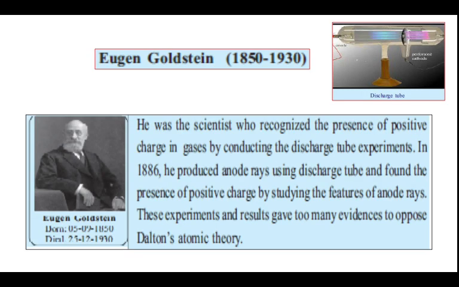Next is Eugen Goldstein. He was a scientist who recognized the presence of positive charge in gases by conducting the discharge tube experiments. In 1886, he produced anode rays using discharge tube and found the presence of positive charge by studying the feature of anode rays. These experiments and results gave too many evidences to oppose Dalton's atomic theory.